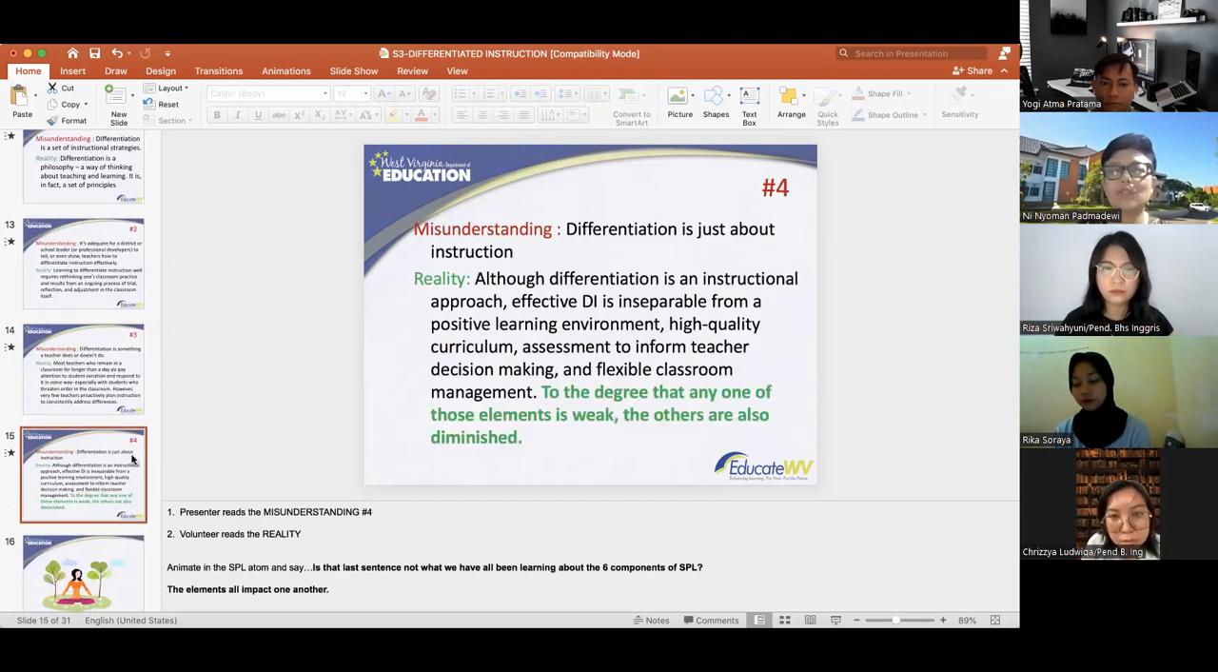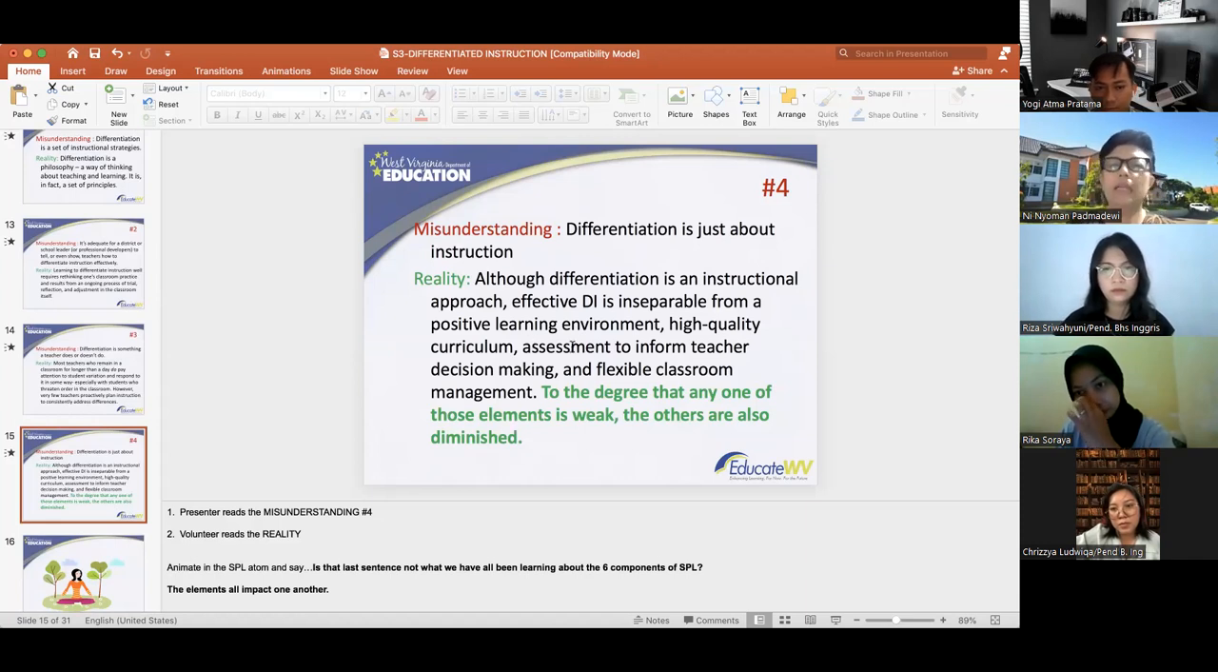Differentiation is just instruction, right? Now, in reality, what we can say is that although differentiation is an instructional approach, effective differentiated instruction is inseparable from a positive learning environment, high quality classroom assessment to inform teacher decision-making, and reflective classroom management. To the degree that any one of those elements is weak, the others are also diminished.